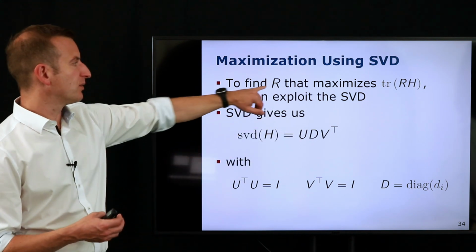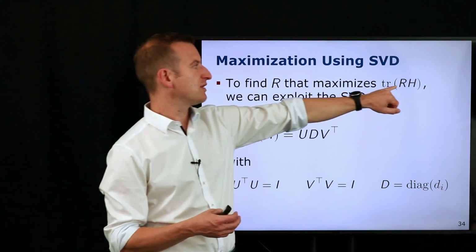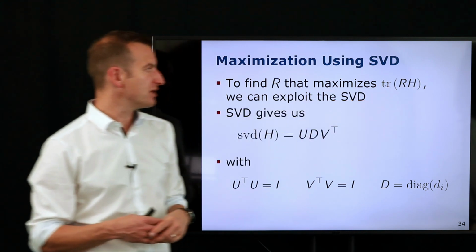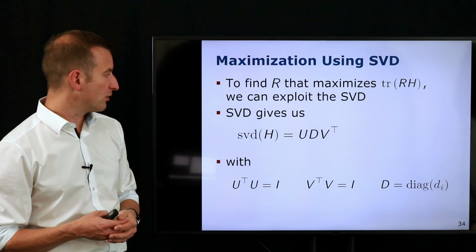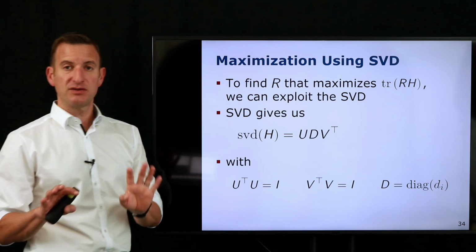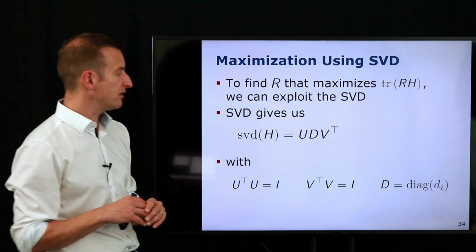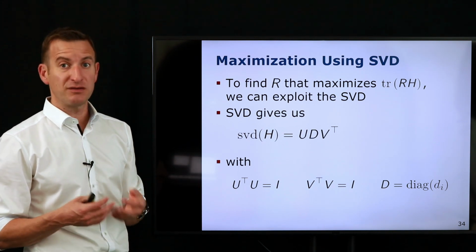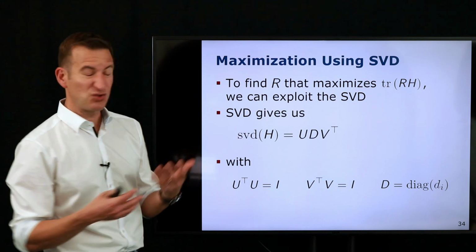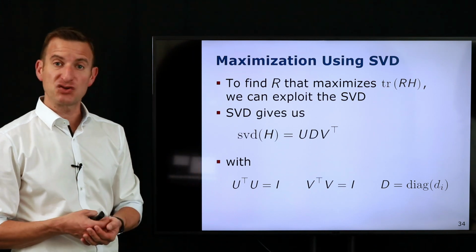So the goal is to find R that maximizes the trace of R times H, where H is the cross-covariance matrix, and we can do this via the singular value decomposition. And we will actually show that to you. That's not very difficult, because the singular value decomposition allows us to define a rotation matrix which has certain properties that are advantageous for us.